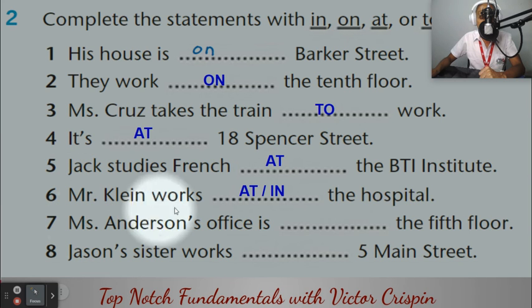Number 7, Ms. Anderson's office is blank space, the 5th floor. The same as number 2, as you can see here, we have floor, so we have to use preposition on. And finally, number 8, Jason's sister works at 5 Main Street. In this case, we have an address. So we have number 5, and then we have the name of the street, which is Main.